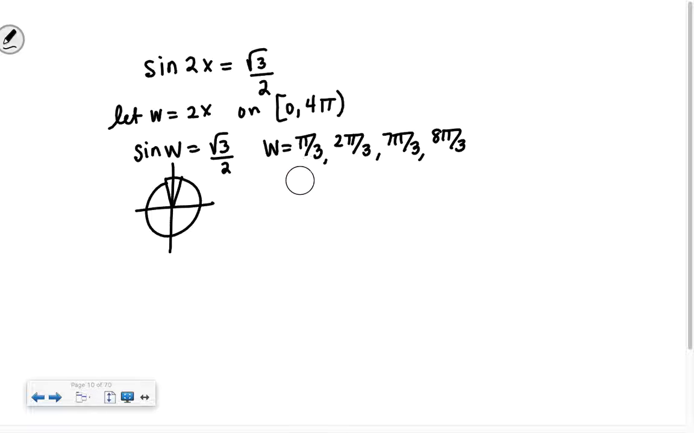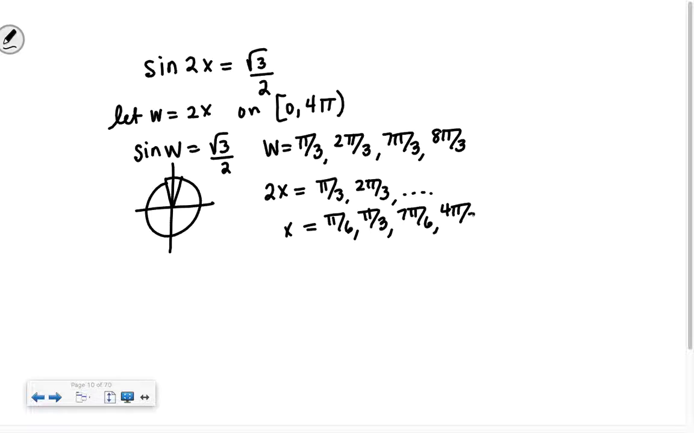So the reason we do that is because w is really 2x. So we have pi over 3, 2 pi over 3, and so on. When I divide by 2 everywhere, my answers will now be on the interval 0 to 2 pi. If I doubled the interval and then halved it again, I'm back on 0 to 2 pi. So I'm going to have pi over 6. If I take 2 pi over 3 and divide by 2, I'm going to have pi over 3. 7 pi over 3 divided by 2 is 7 pi over 6. And 8 pi over 3 divided by 2 is 4 pi over 3. Those are my 4 answers.